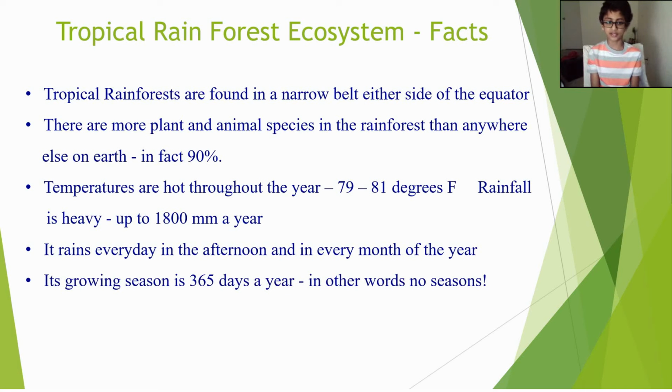It says next that its growing seasons are 365 days a year. In other words, there are no seasons. A growing season is where a plant grows most. And in these areas, the more hot it is, the more that plants grow. And the growing season is through the whole entire year, 365 days, which means there are no seasons. There are only hot, hot, hot. Here we have different climates in different seasons. Suppose in winter it is a very cold climate, and in summer it's a very hot climate.